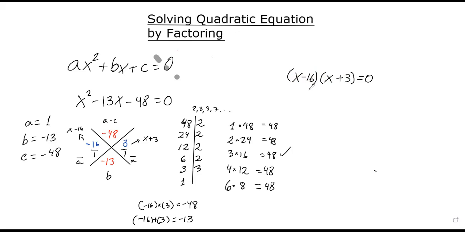Now, if this is equal to 0, that means that either the first factor is equal to 0 or the second factor is equal to 0. So we have 2 equations, x minus 16 equal to 0, and if we solve it, add 16 on both sides, x is equal to 16. And the other factor is x plus 3 equal to 0.